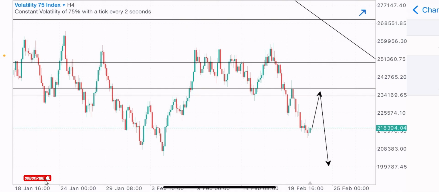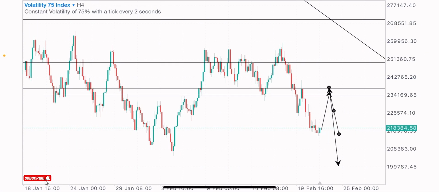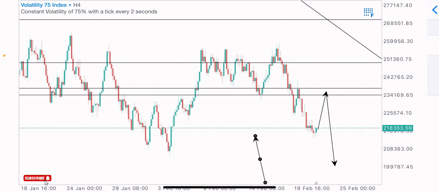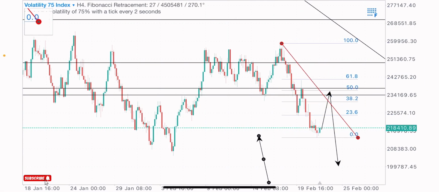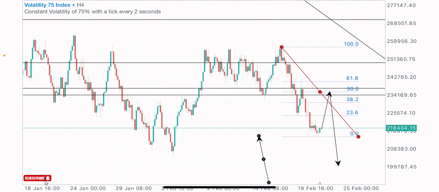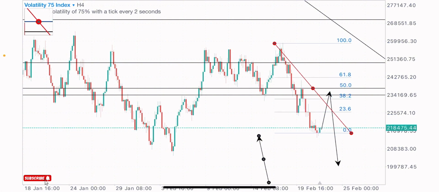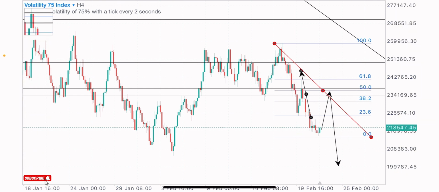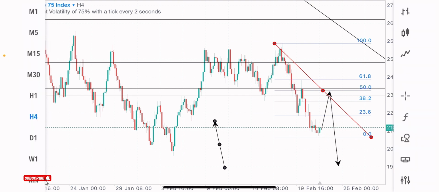This level, basically this point, is where I'm expecting price to get to for the sells, bringing up a Fibonacci, matching it up from the swing highs to the swing lows. Let's check if that zone is a good retracement point, and we can see that it's actually a good retracement zone because it's on the 50.0 level, and we got this 61.8 level at this point. So let's expect price to give the retest on this zone for more sells on the V75 index.